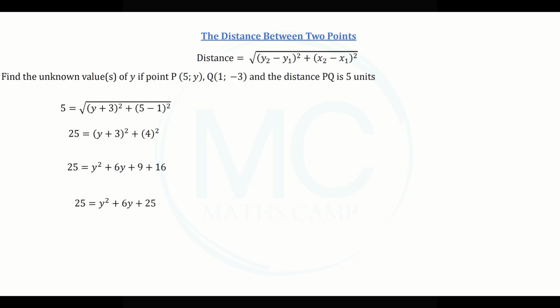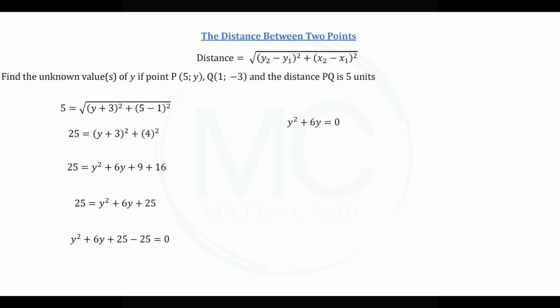Again, we're working with a quadratic that we need to factorize. So let's move this 25 over to the other side of the equal sign. And we have y squared plus 6y plus 25. Then we're going to move this 25 and we get negative 25 is all equal to 0. Finally, we can add like terms. The 25s will cancel out and we're left with y squared plus 6y is equal to 0.